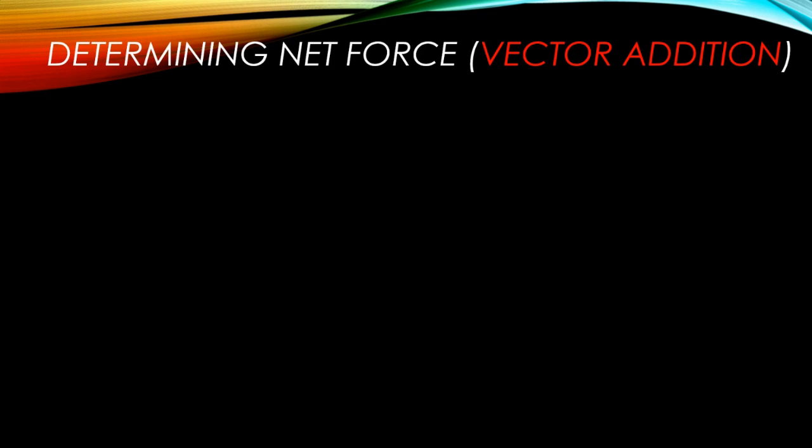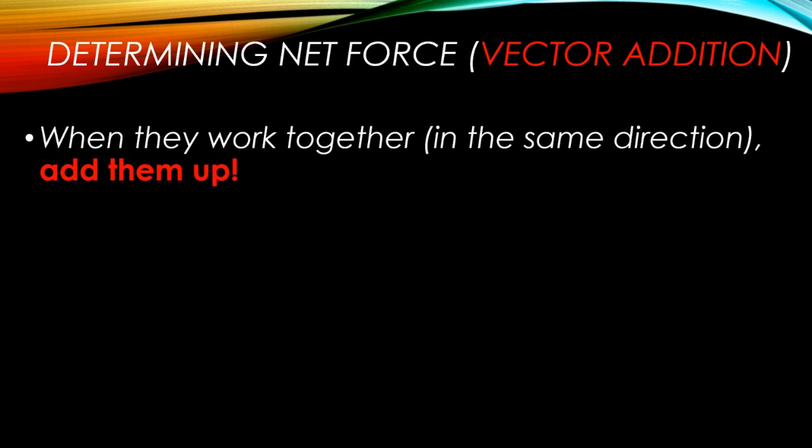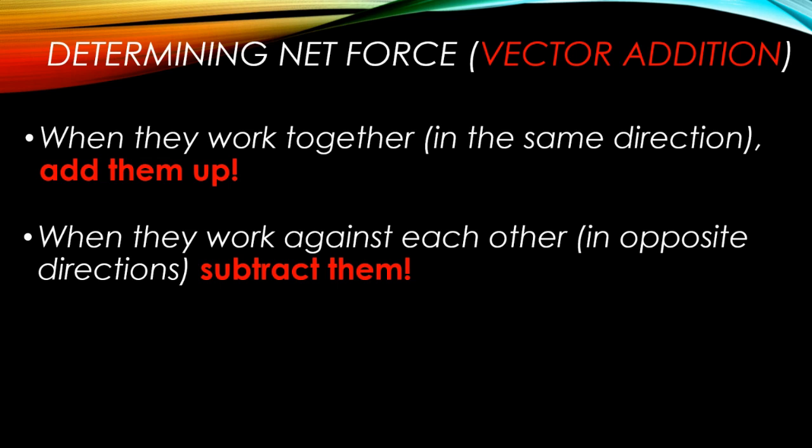To find the net force acting on an object, you need to know the magnitude and the direction of every force acting on it. We're then going to use vector addition to determine the net force acting in the horizontal or the vertical direction. When forces act in the same direction, we're going to add them all together for a total. When the forces act in the opposite direction, we're going to subtract them from the total.